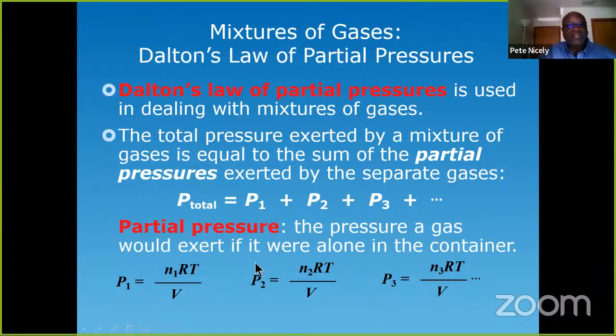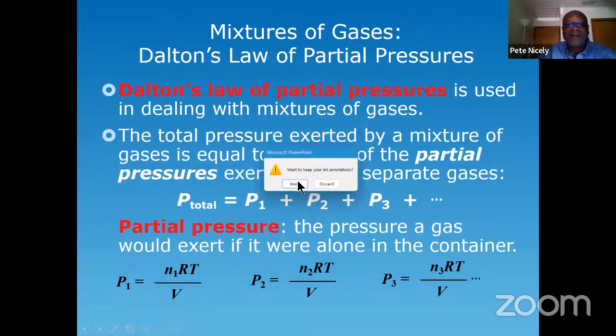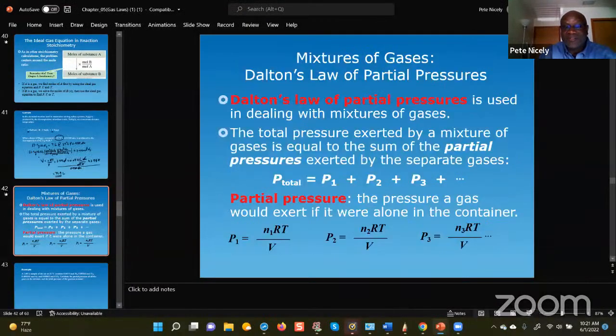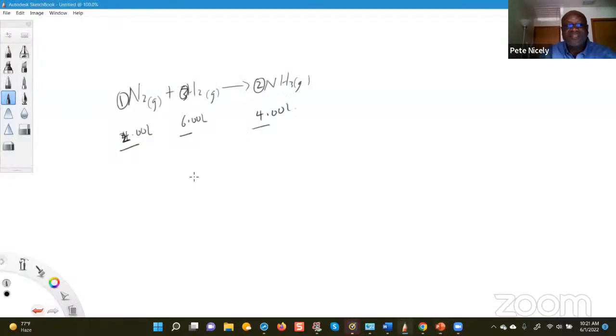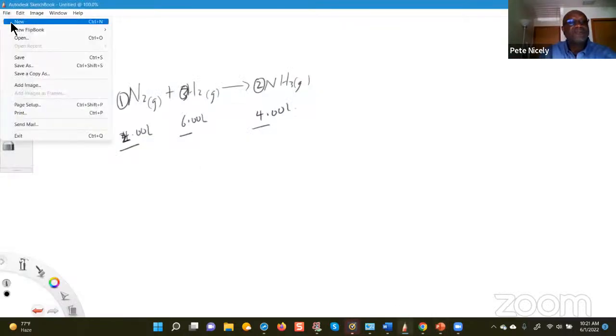Anyway, okay, so this is how we deal with a gaseous mixture, all right? And this is how we calculate the partial pressures of each gas. And we can add these together to get the total pressure. Now, I want to show you what will happen when we add these terms together. So I'm going to get out of this here and go back to this here. And let me just get rid of that.